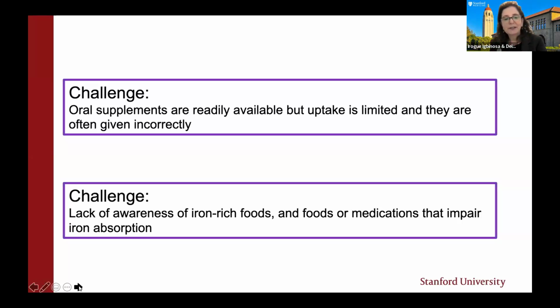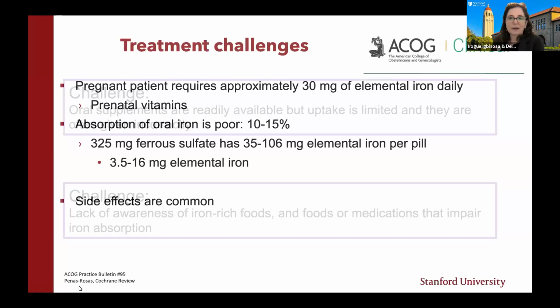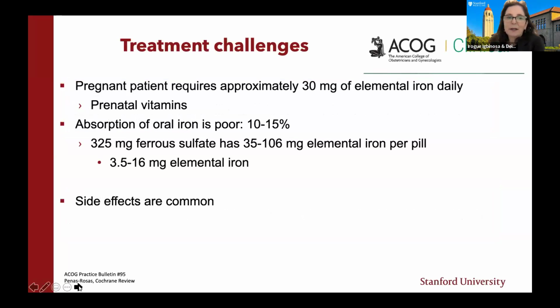And then another challenge is that there's a lot of lack of awareness of iron-rich foods and foods and medications that may impair iron absorption. So maybe somebody's doing the right thing, and yet they're not doing enough of it. They're not talking to the patient about what else they are taking with that medication that could be hindering all this hard work. And we'll dig into that a little bit more.